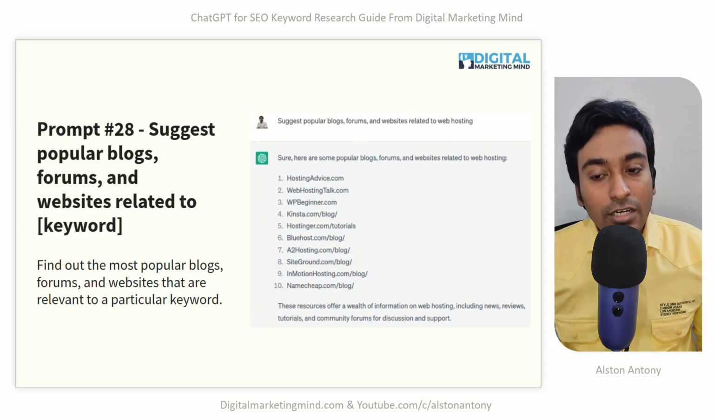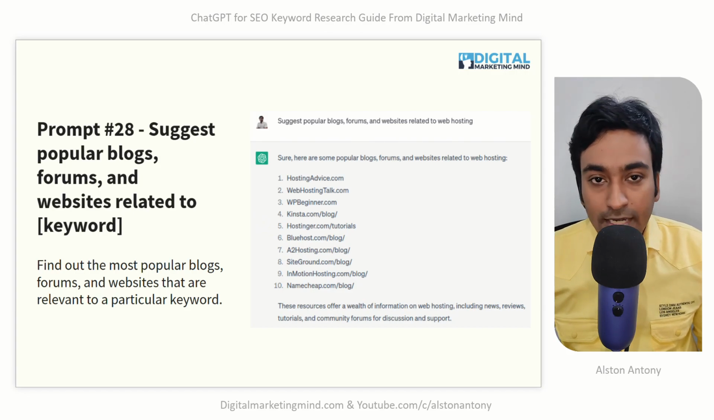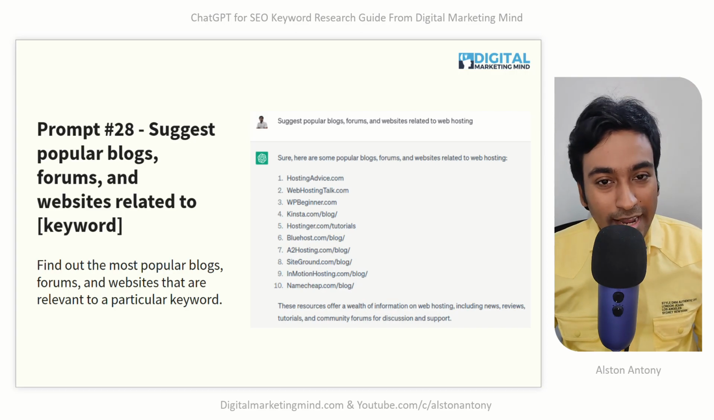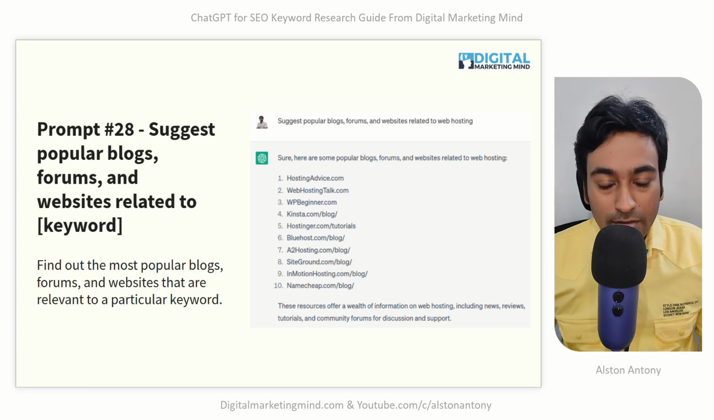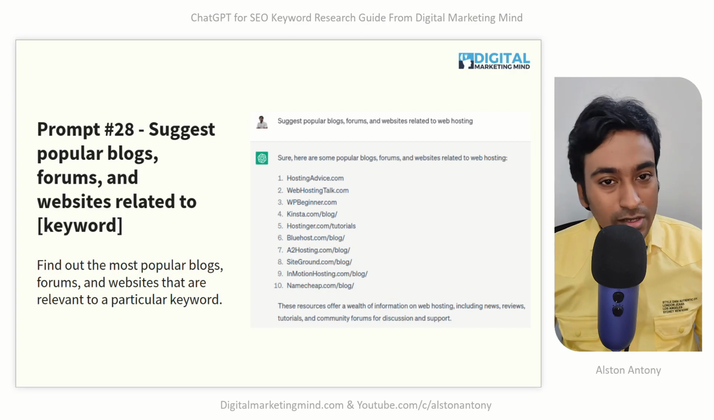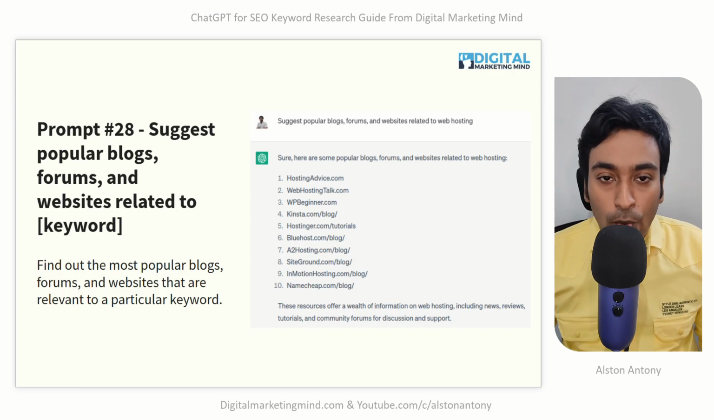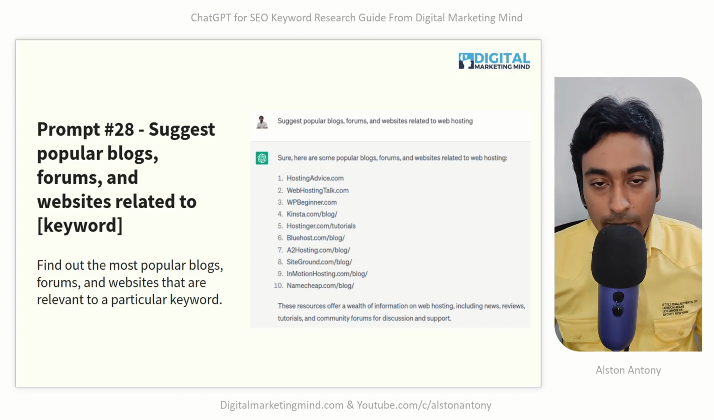Prompt 28: suggest popular blogs, forums, and websites related to a specific keyword. Now we are asking ChatGPT to try to be like a search engine. Rather than asking it to provide keyword ideas, we are asking where the communities are that talk about this particular keyword, and which big websites are creating content on this topic. Based on the data it has, it will suggest some websites which you can go out and browse through directly to find more keyword opportunities to use.